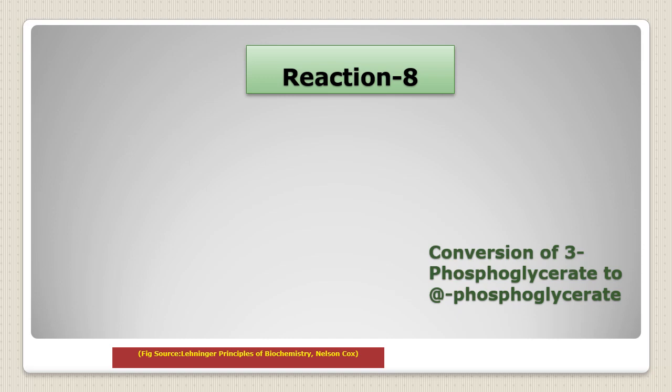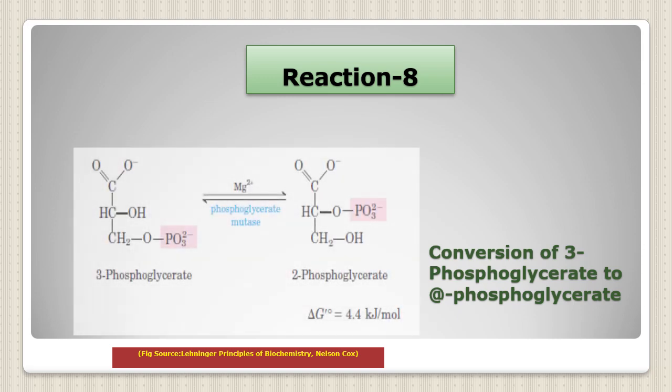In this reaction 8, we can see that from 3-phosphoglycerate, 2-phosphoglycerate is formed. So the enzyme phosphoglycerate mutase catalyzes a reversible shift of the phosphoryl group between carbon 2 and carbon 3 of glycerate, and here magnesium ion is essential for this shift.